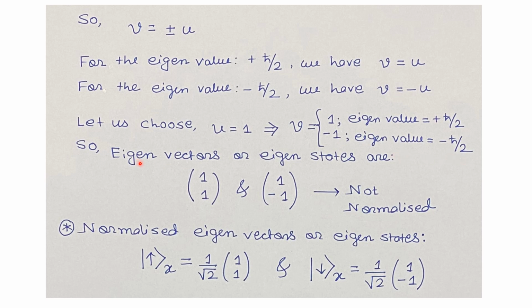So the eigenvectors or eigenstates for the spin operator Sx cap will be (1, 1) and (1, -1), but they are not normalized. So in the normalized form, the eigenvectors or eigenstates for the spin operator Sx cap will be the up spin, that is 1 by root 2 times the column matrix (1, 1), and the down spin, that is 1 by root 2 times the column matrix (1, -1).